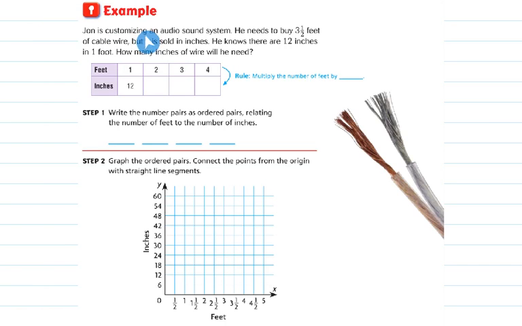So John is customizing an auto system. He needs to buy 3.5 feet of cable wire, but it's sold in inches. He knows that there are 12 inches in a foot. How many inches of wire will he need?